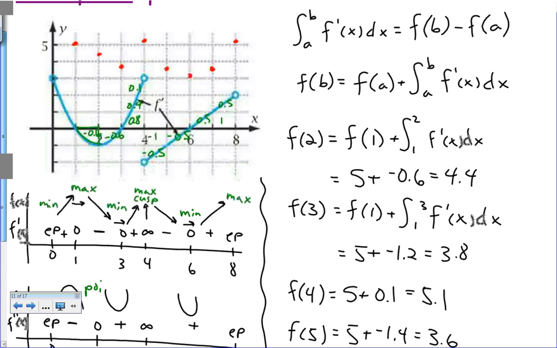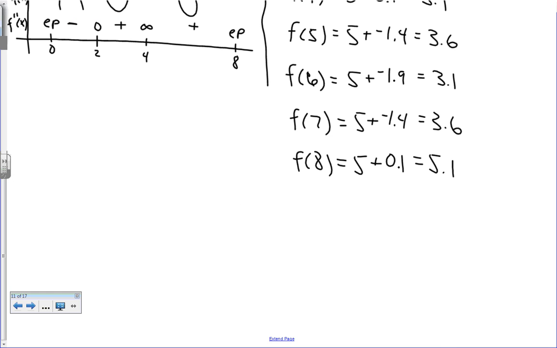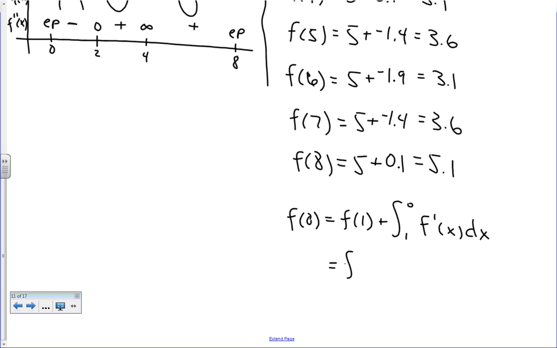To find out f of 0, I'm going to write this one out here though, just so we realize it's a little bit different. F of 0 is equal to f of 1 plus the integral from 1 to 0 of f prime of x dx. And notice that my endpoints there are switched around. I have the lower value on the top. So remember, that's the same as the opposite of the value from 0 to 1. So it's the opposite of the integral from 0 to 1 of f prime of x dx. So I need to take f of 1, which is 5, and subtract this value.